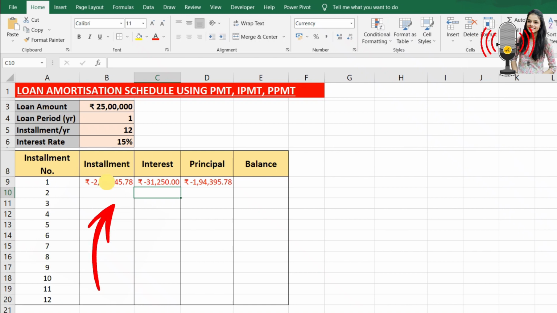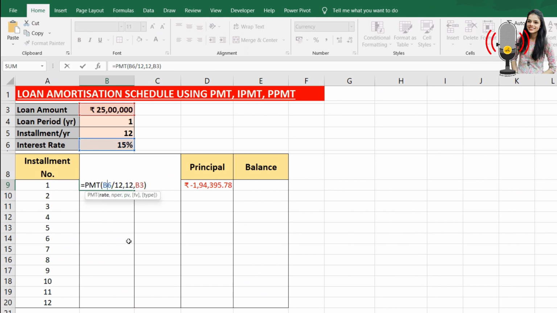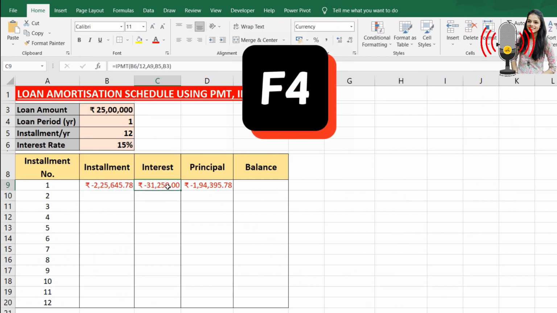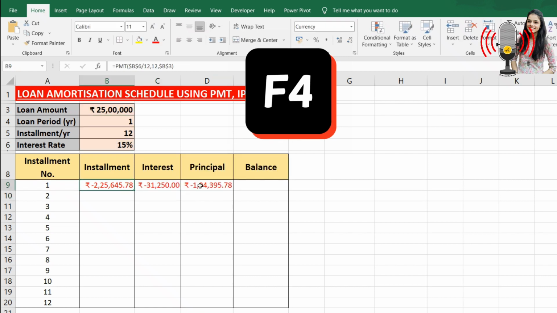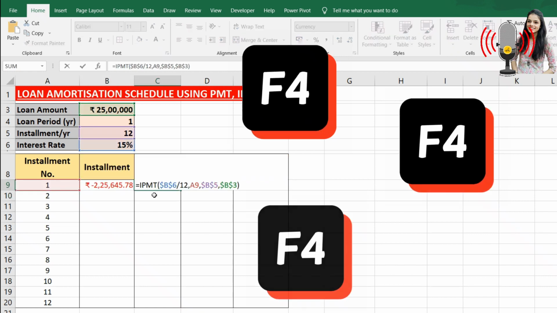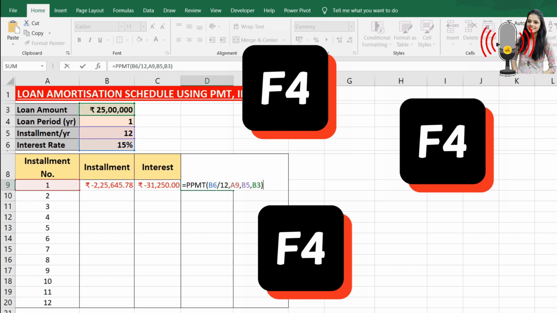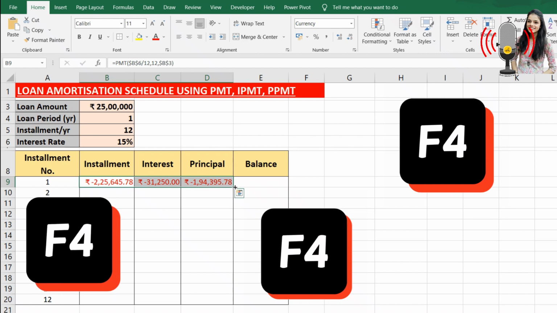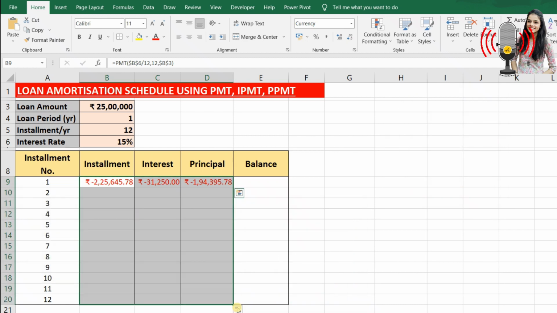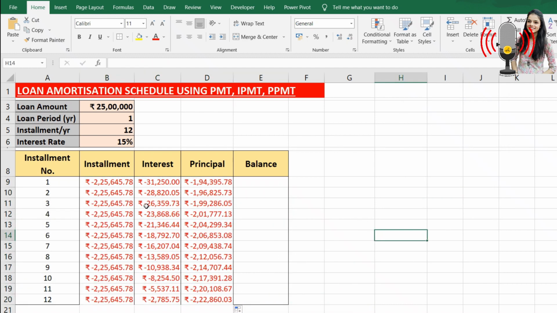Let's just freeze our cells. Now select all these cells and drag and copy to others. Here you have got all the installment, interest and principal.